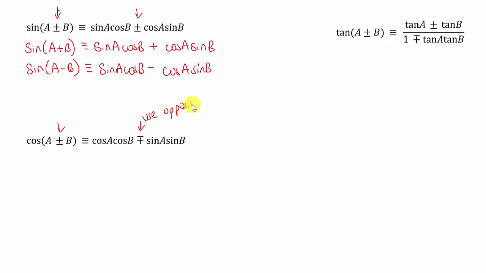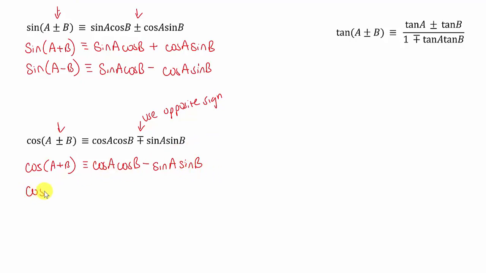So if I have cosine of A plus B, notice this formula is different. This is cosine of the first angle, cosine of the second angle, but I'm going to use the opposite sign. So if I had a plus here, I'm going to have a minus here, and then sine of the first angle, sine of the second angle. You have to be careful, and these formulas are on your reference sheet, so you should use that.